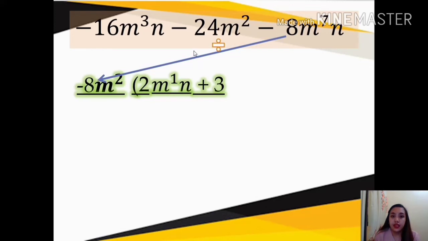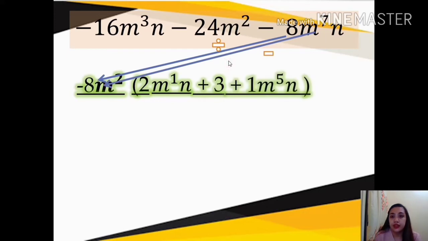Next, negative 8 divided by negative 8, you will get 1. And then, m to the 7th power divided by m to the second power, you will get m to the 5th power. Again, paano ko nakuha si m to the 5th? 7 minus 2. And then, bring down n.